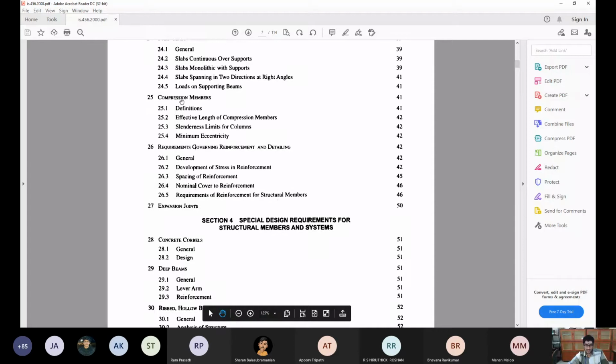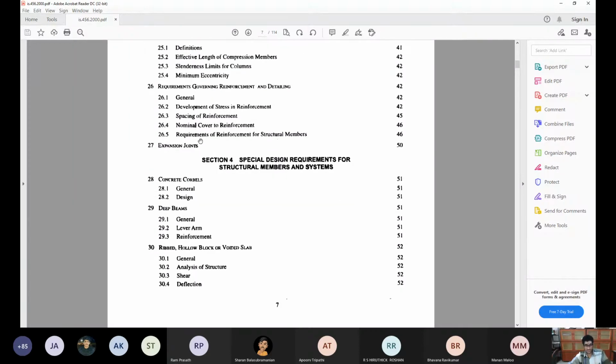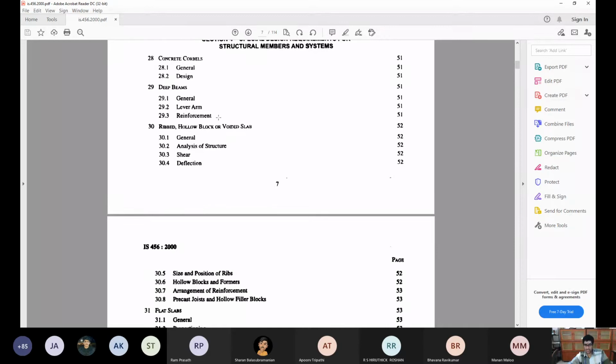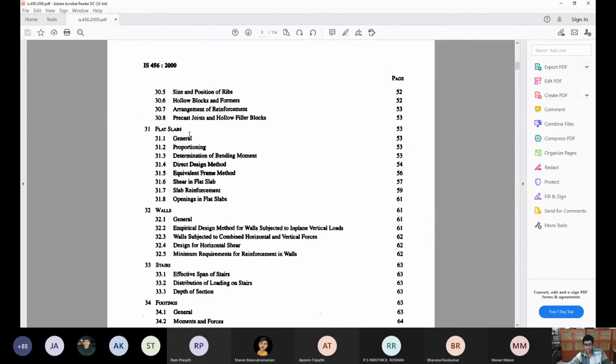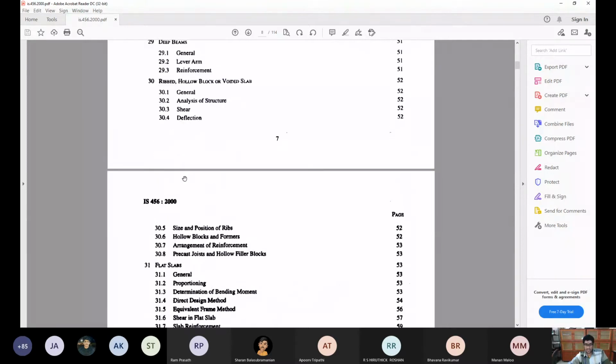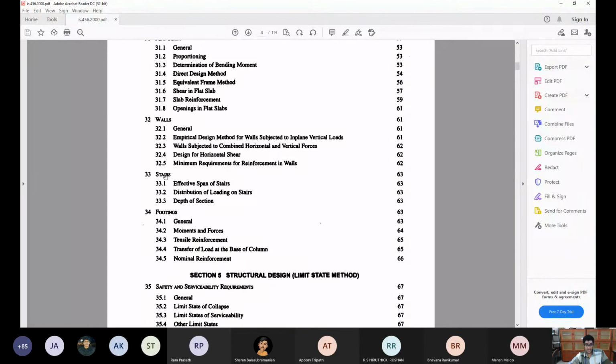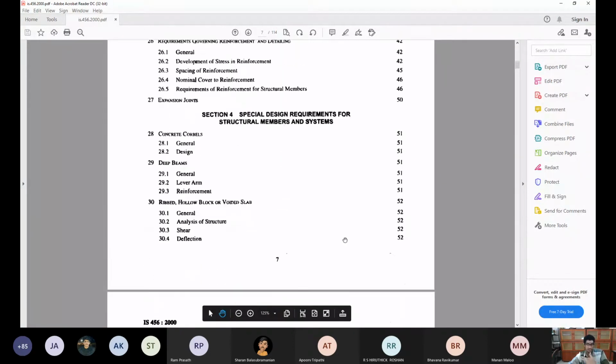So, requirements related to compression members. Then regarding the reinforcement, how to space it, how many bars to give, what the sizes of the bars should be, all these kinds of things are given over here. Then section 4: you will not be using section 4 much in this course, except the only thing in your syllabus relevant to section 4 is flat slabs, flat slab staircases and footings. These are specific structural members.